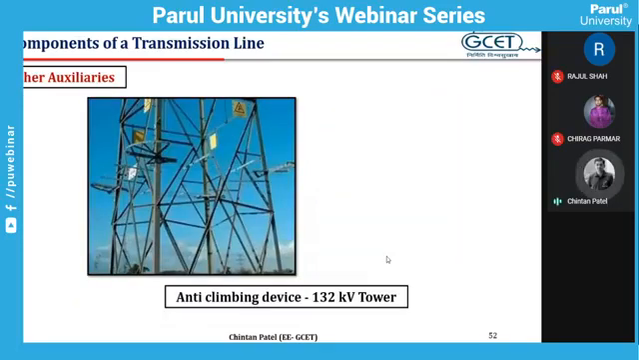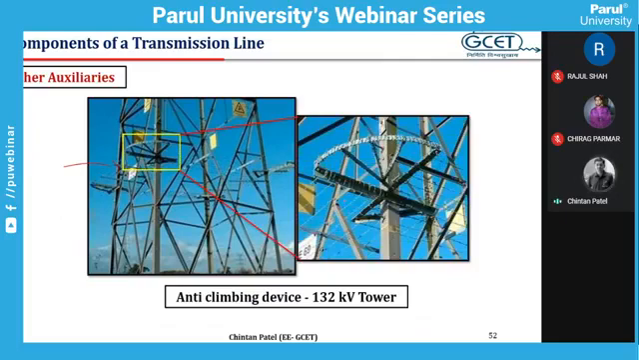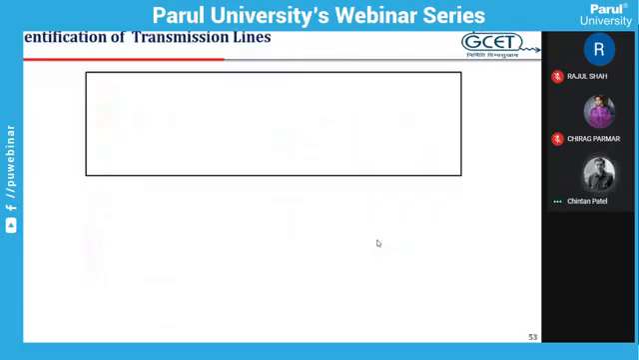There are some other auxiliaries. I am going quickly because we are running out of time. It is an anti-climbing device. There is a fencing. So you can see this type of fencing is provided to prevent anybody, or even monkeys and others, from climbing the transmission tower and to prevent accidents.